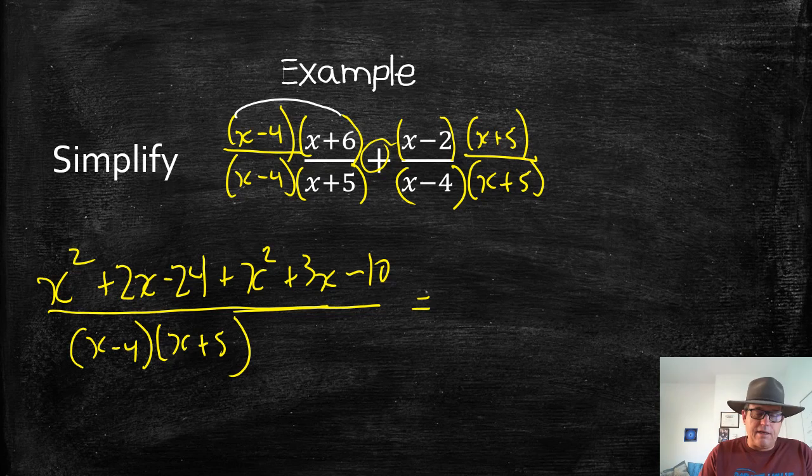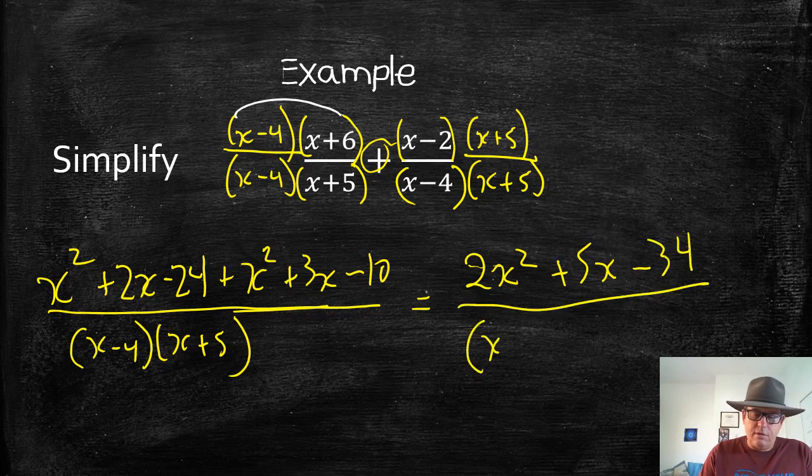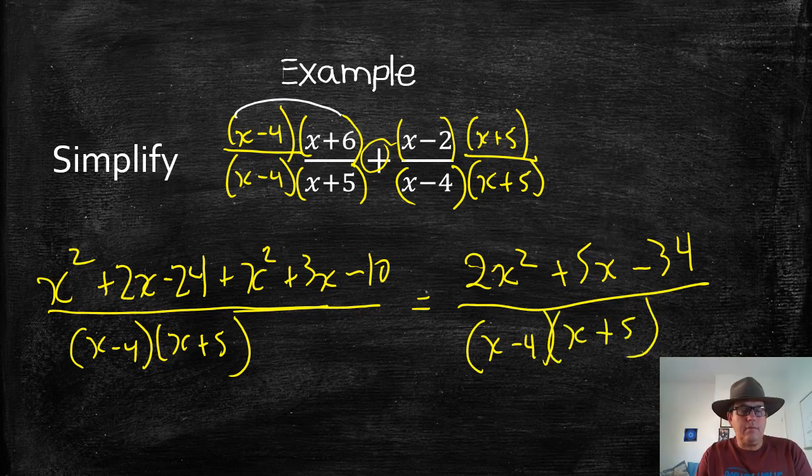Okay, is there anything I can combine up top? Yes, x squared plus x squared is 2x squared. 2x plus 3x is 5x. Minus 24 minus 10 is minus 34. And this is all over x minus 4 times x plus 5.